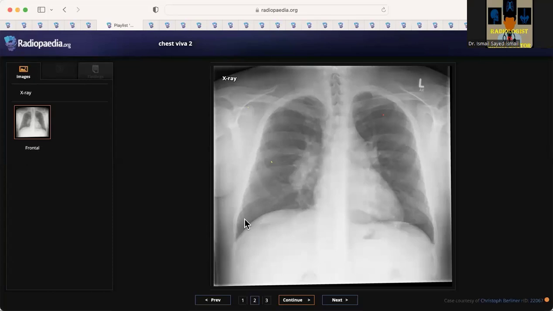And I'm looking for any destructive bony lesions. So I cannot see any lytic or sclerotic lesions in the bone as well. Rest of the cardiomediastinal contour, the lungs, bone and soft tissue are appearing normal.